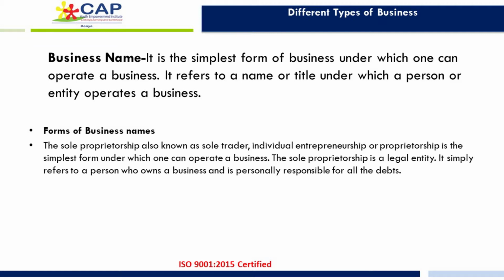It refers to a name or a title under which a person or an entity operates a business. It can actually be your name. You can register your name as a business. You can register Ndongo Kahehu Enterprises. There is no such business, but you can. There are several forms of business names.